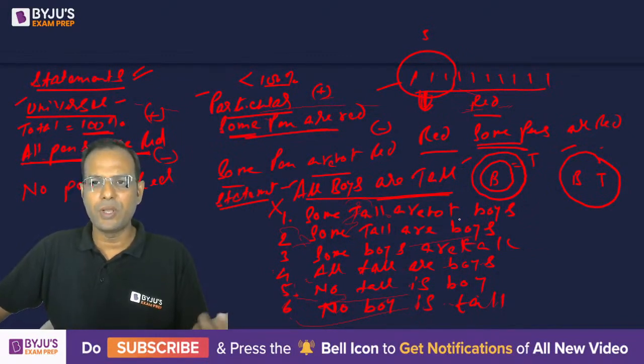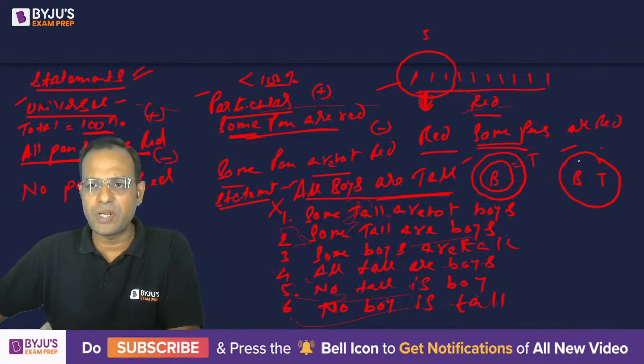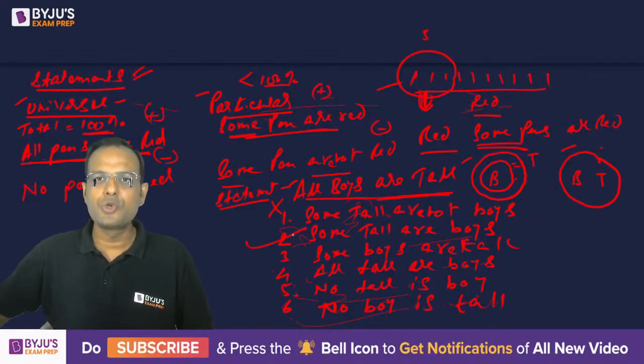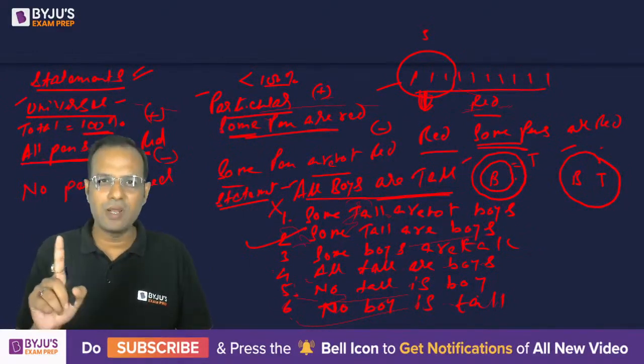Some tall are boys. Can we prove it from here? Some tall are boys. Yes. Can we prove it from this particular diagram? Some tall are boys? Yes. So this follows as well as this follows. So can we say 2 is a valid conclusion?